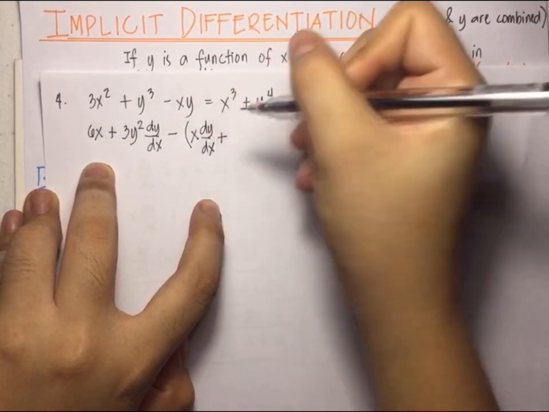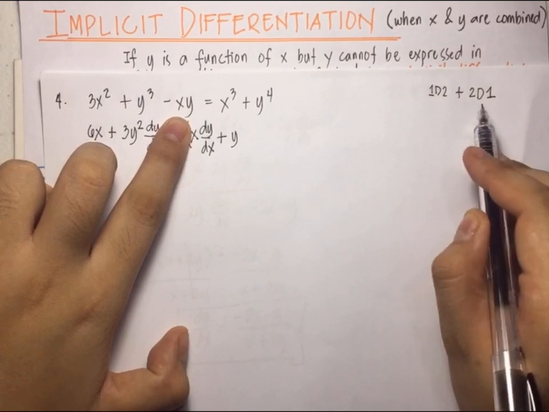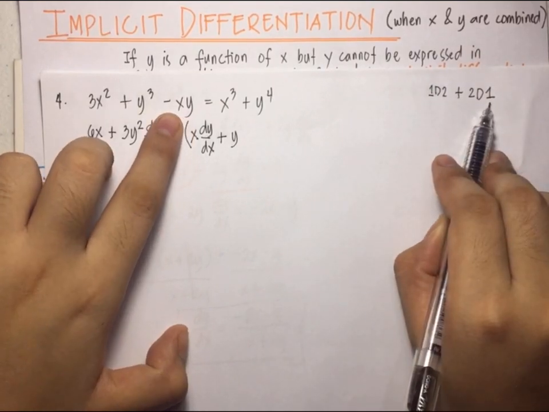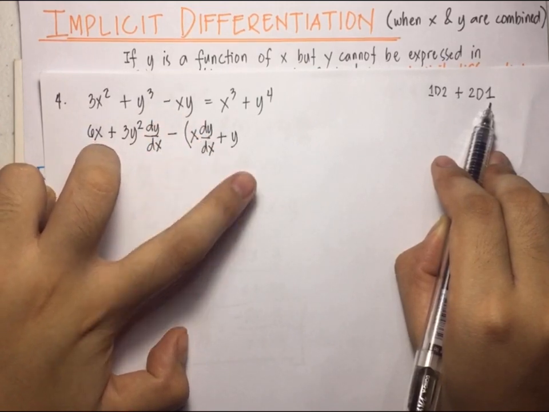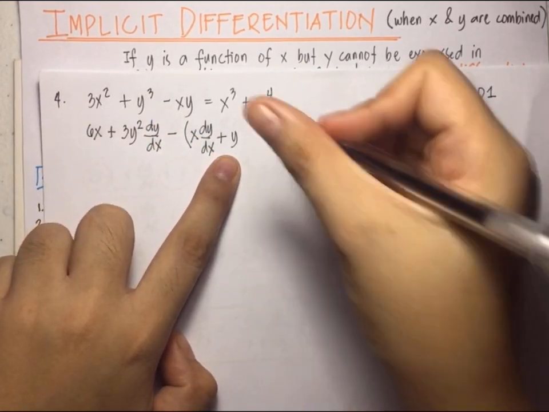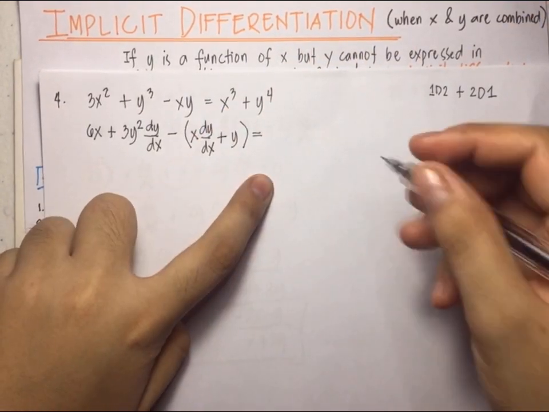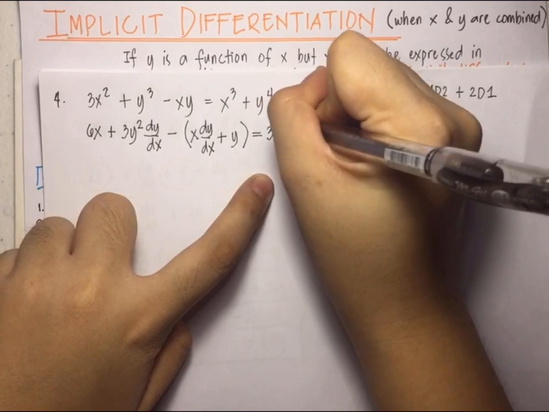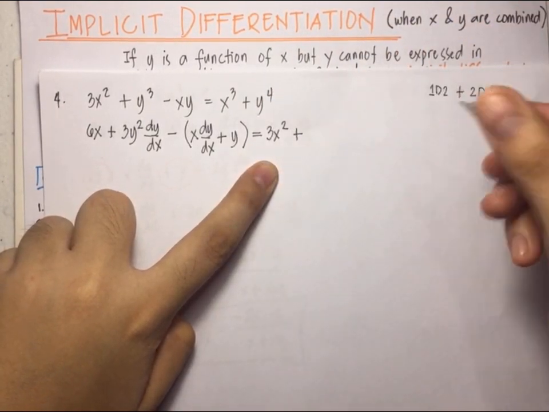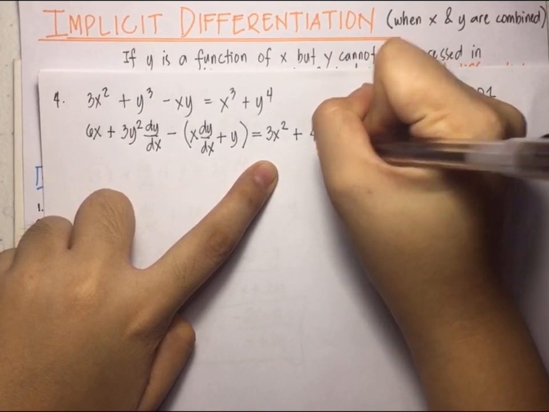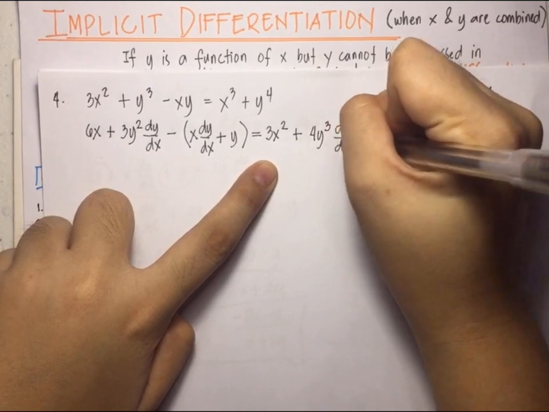Plus, second, which is y, copy y, times derivative of the first, which is x, and the derivative of x is 1. Y times 1 is just y. Equals, derivative of x cubed is 3x raised to 2, plus derivative of y raised to 4 is 4 times y raised to 3 times dy over dx.